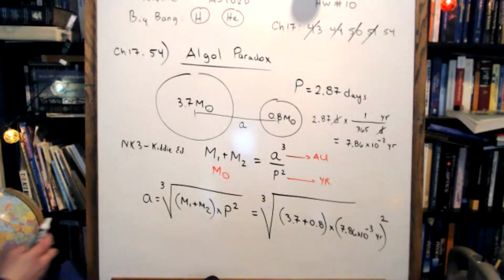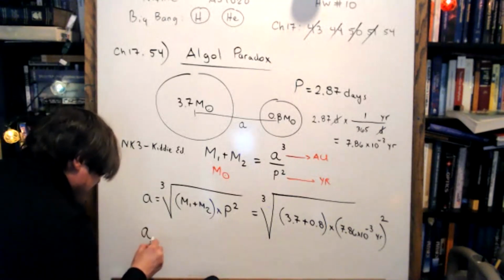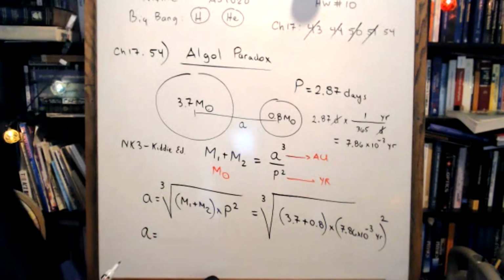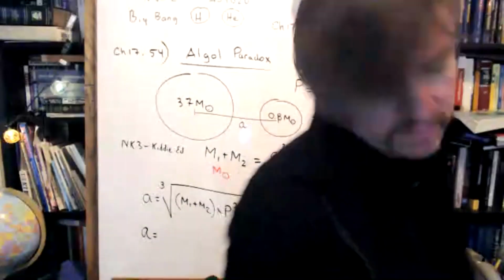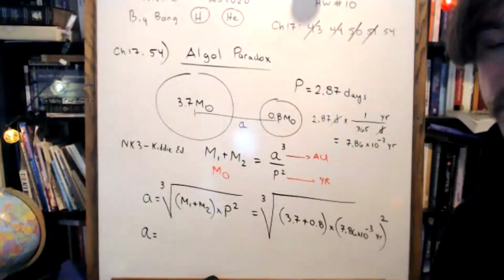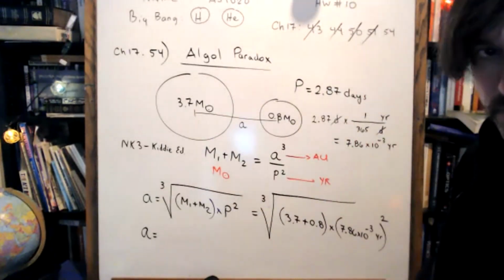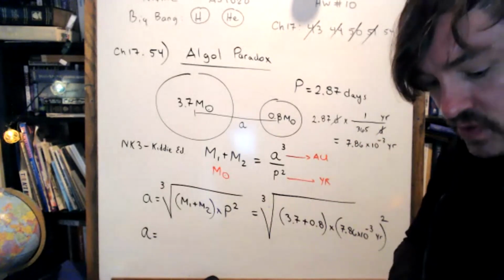Okay. I got 2 point... No. So 266? No. Okay. 1 sig fig. I got 1.5.